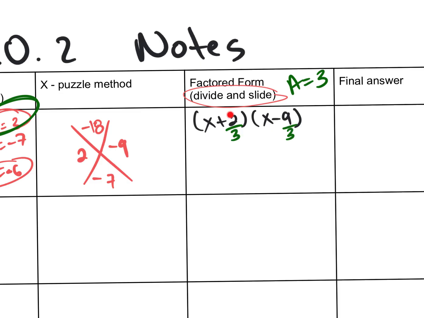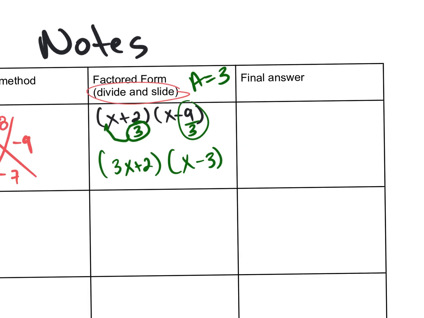Notice here, 2 divided by 3 doesn't work. We don't get a whole number, and we don't want decimals. So that 3 is going to slide in front of the X, like that. Here it does work. 9 divided by 3 is 3. So there's my answer: 3x plus 2 and x minus 3 equals 0 is my answer.